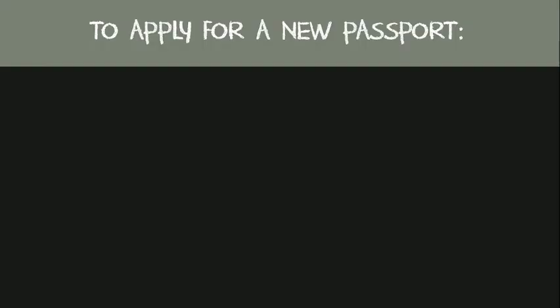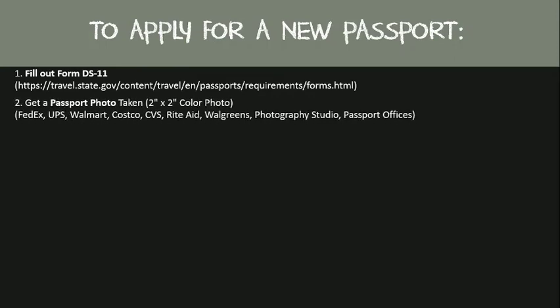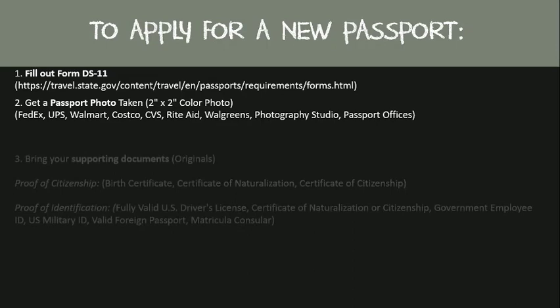So, if you're applying for a new passport, first thing you'll want to do is fill out that form DS11, and here you can see where the website is that you can print that form off. Second, you'd get a passport photo taken, a 2x2 color photo. You can get those done at a FedEx, UPS, Walmart, Costco, CVS, Rite Aid, Walgreens, photography studio, or passport office.